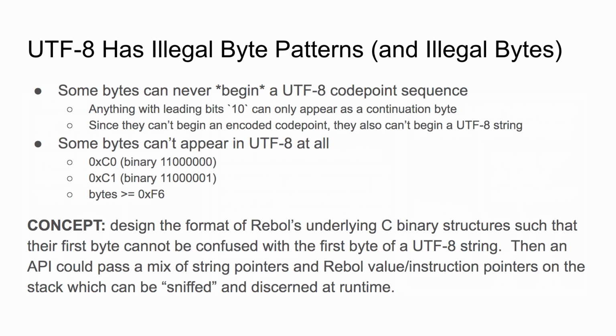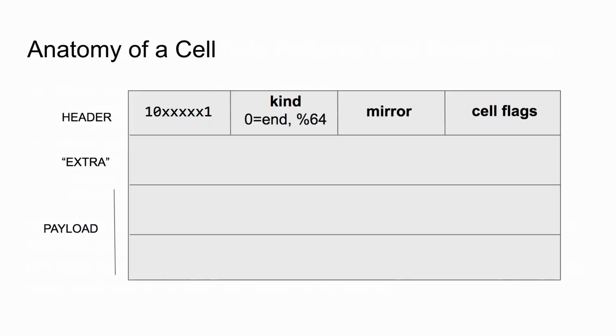So the concept that I had was to twist the format of the underlying binary C structures such that their first byte cannot be confused with the first byte of a UTF-8 string. Then an API could pass a mix of string pointers and Rebol value or instruction pointers on the stack, which could be sniffed and discerned at runtime. So this idea was to rethink the anatomy of a cell a bit, such that the header, no matter what platform you're on, big endian, little endian, will lay out a very specific pattern for the byte orderings.